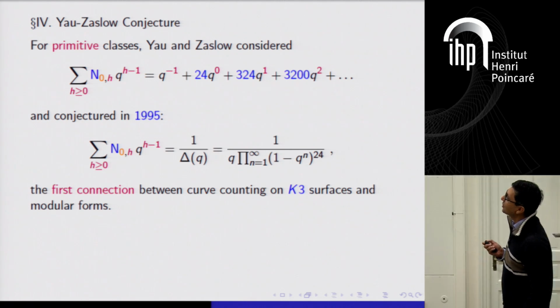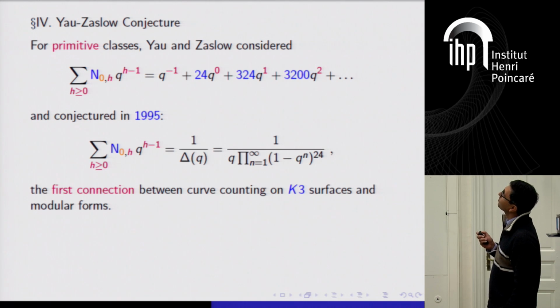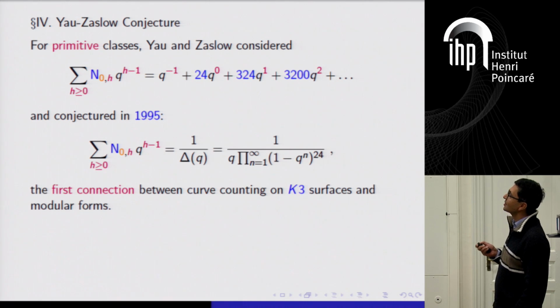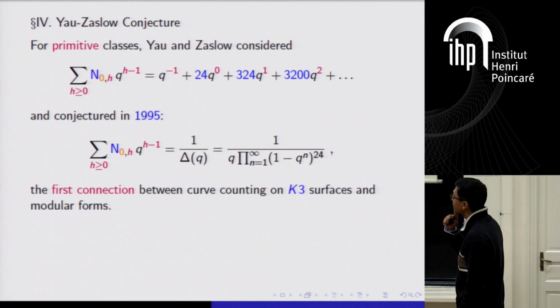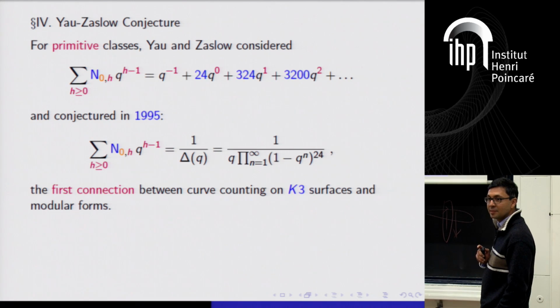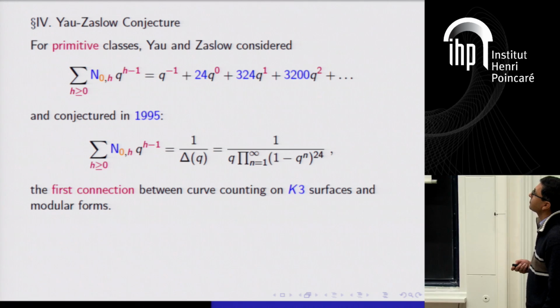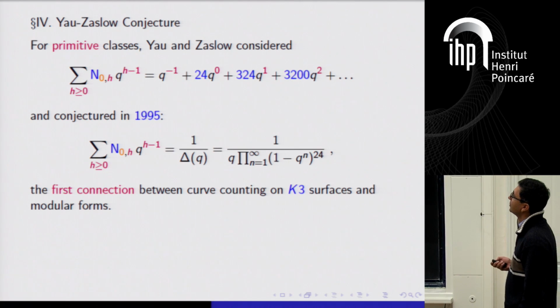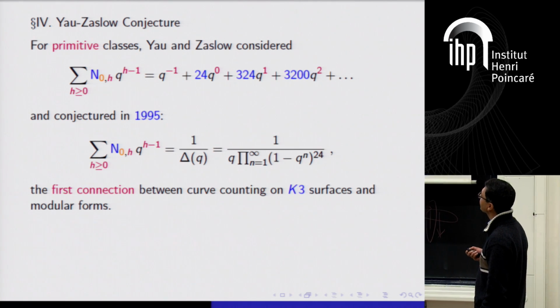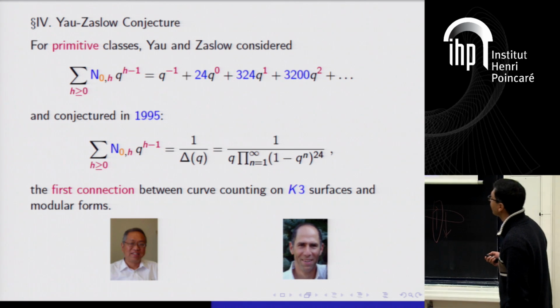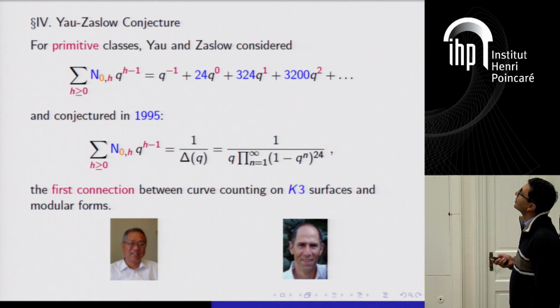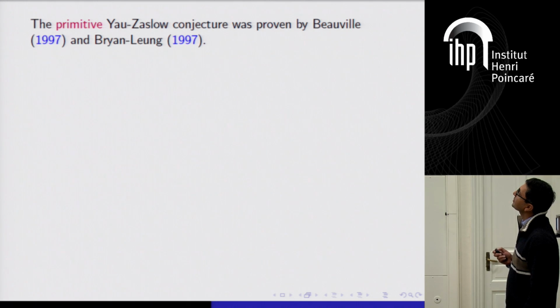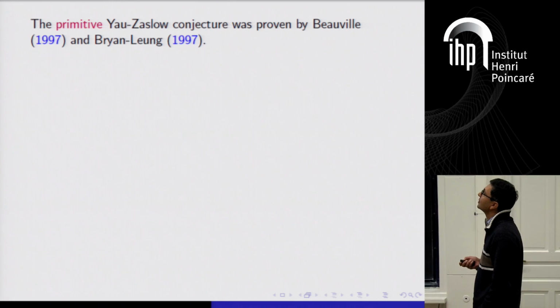And it is kind of astonishing because, as I said, these numbers here, even the next few, were known for 100 years. But this was not known. They were obtained each after another with independent reasoning. So this is the first connection between this curve counting and modular forms. And so here's Yau and Zaslow. And this conjecture was proven by Beauville in 1997 and Brian Leung by different methods.